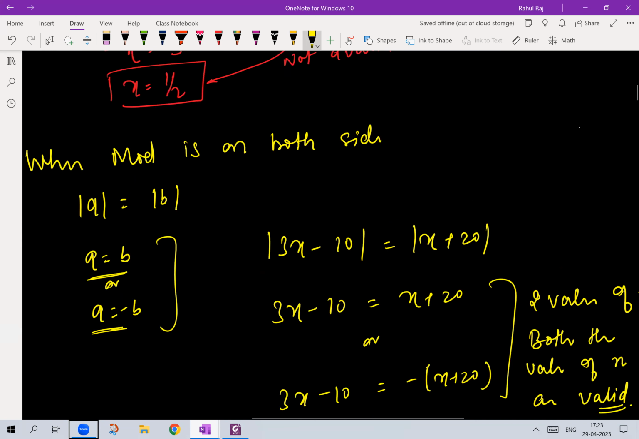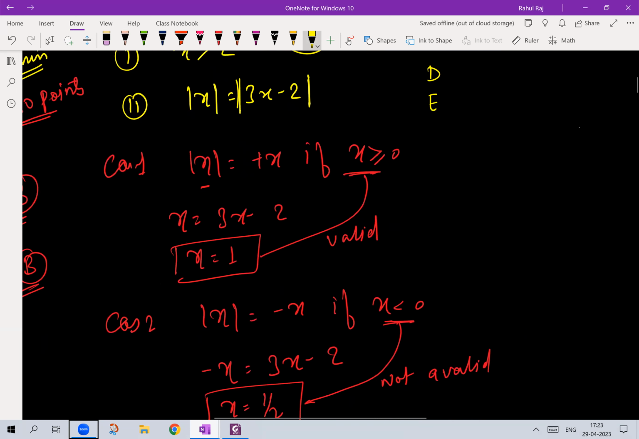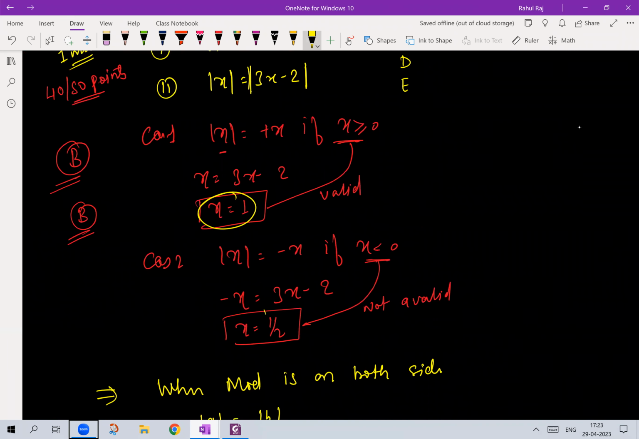Now the question comes, why? I'll just explain why it is, and you will yourself understand. Now, this is one question that I've given you. Imagine if I do it, mod x is equal to mod of 3x minus 2. Now, what is your question? Now, you have a solution x is equal to 1. You have a solution x is equal to half. Now, you put both the solutions and check. Are they valid or not?